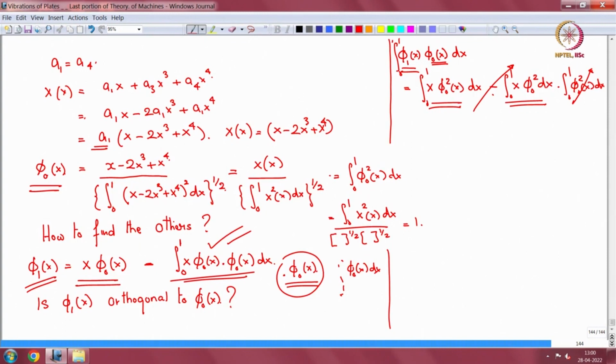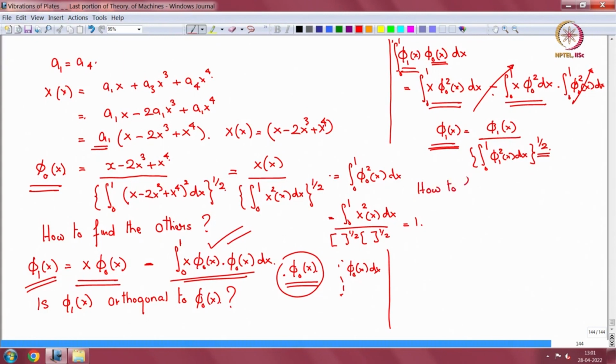Okay. Now I normalize phi 1 also. So, the phi 1 of x is going to be phi 1 of x divided by the square root of whatever you found, the integral of phi 1 square of x dx. This is the new phi 1. Okay. So, then how would you find the next?